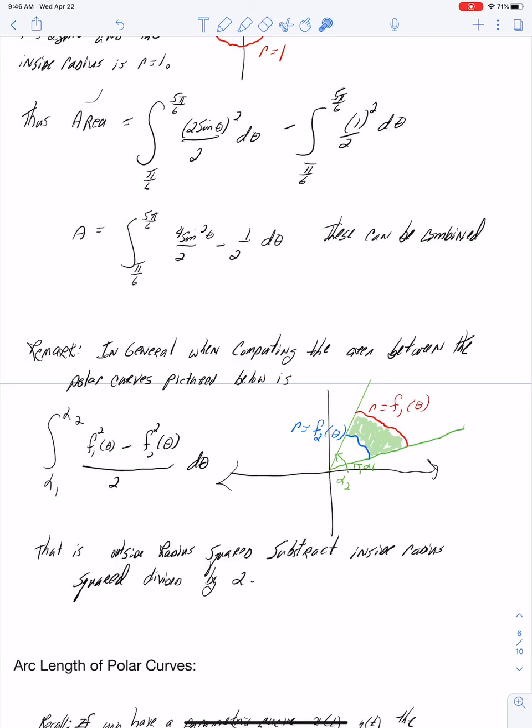And that's the way you would handle something like that, where you want it inside of r equal f1 of theta, but outside of r equal f2 of theta. And that's exactly the formula that we ended up with over there.